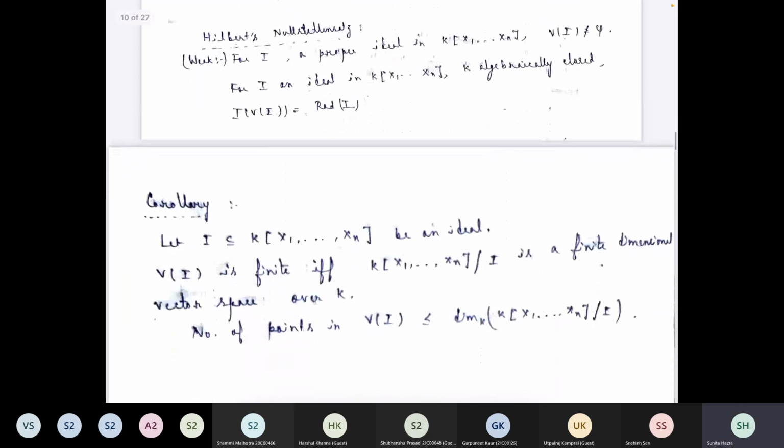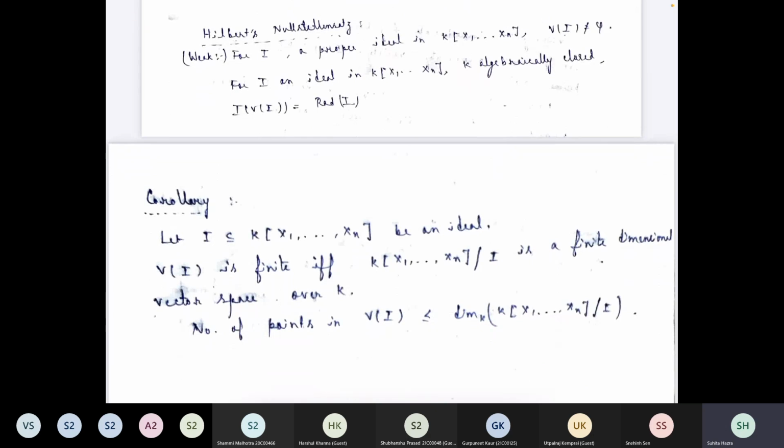Under this assumption, the Hilbert Nullstellensatz, the weak Hilbert Nullstellensatz, says that for I a proper ideal in k[x1,...,xn], V(I) is non-empty. Obviously, it is for algebraically closed fields, because otherwise, if you take k to be R, the real field, and I to be the ideal generated by, say, x^2 + 1, you cannot find any real number which satisfies the equation or which belongs to the algebraic set V(I). So for this, V(I) is empty. But we have assumed here that k is algebraically closed, to have that V(I) is non-empty for any proper ideal I of k[x1,...,xn].